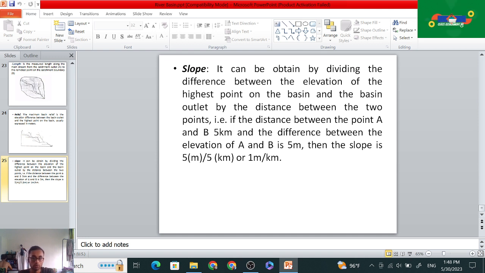So slope is obtained by dividing the difference between the elevation of the highest point on the basin and the basin outlet by the distance between the 2 points. If the distance between A and B is 5 km and the elevation difference is 5 meters, the slope is 5 meters by 5 km, or 1 meter per 1 km. This is the slope.